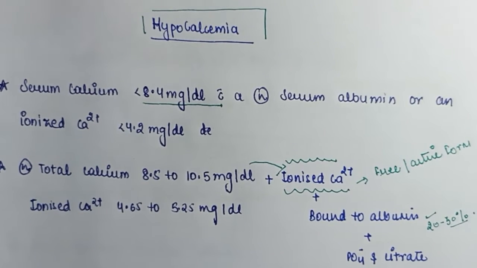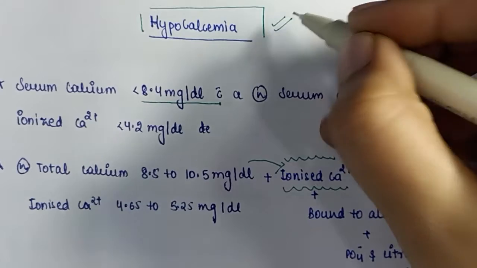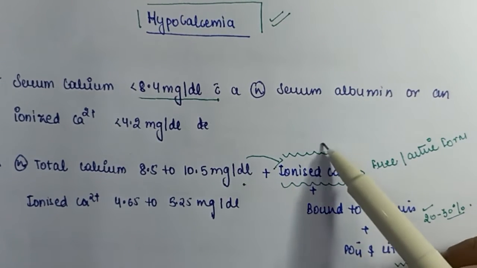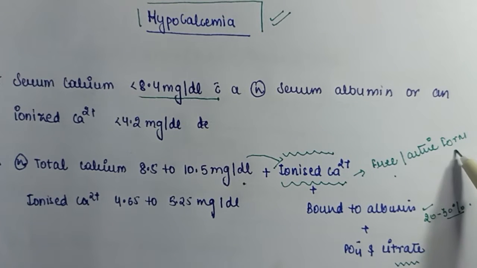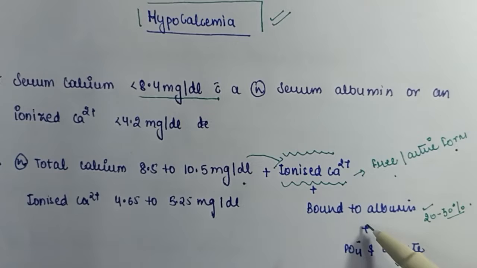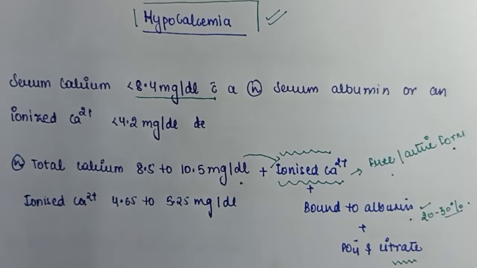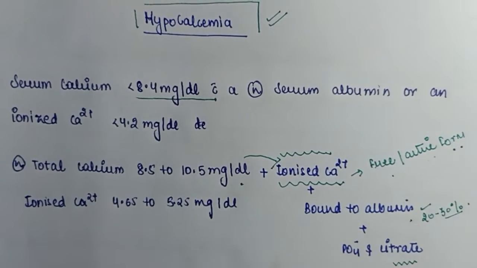Hello everyone. Today we are going to learn one more important topic, that is hypocalcemia. So normal serum calcium is 8.5 to 10.5 milligram per deciliter, which includes ionized calcium, which is the free or active form of calcium. And the rest of the calcium is bound to albumin, phosphate, citrate and other inorganic ions. So basically ionized calcium is the active form of calcium.